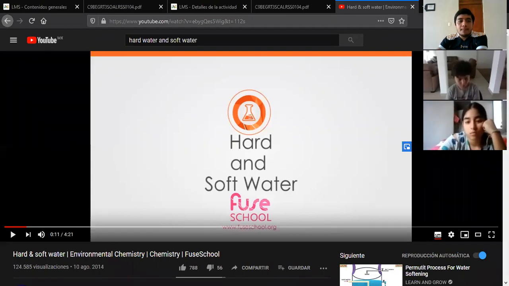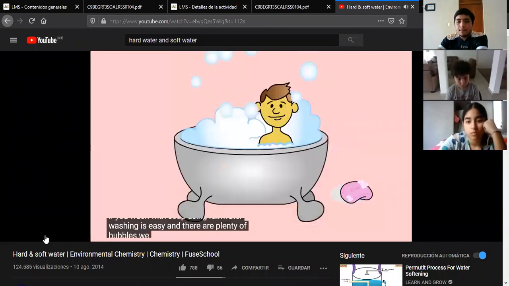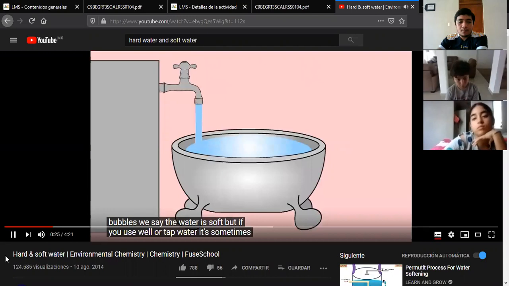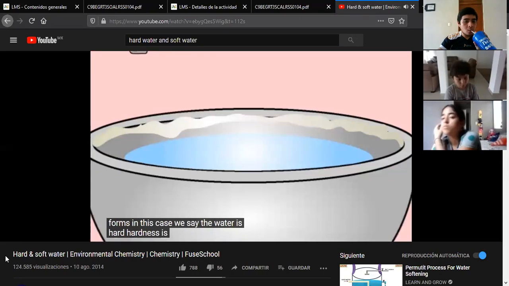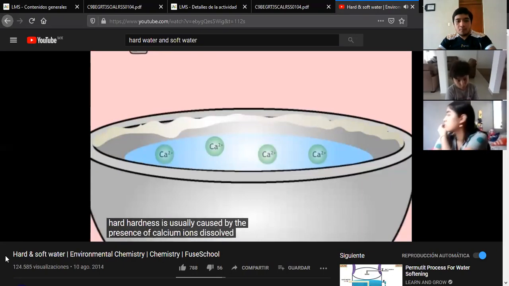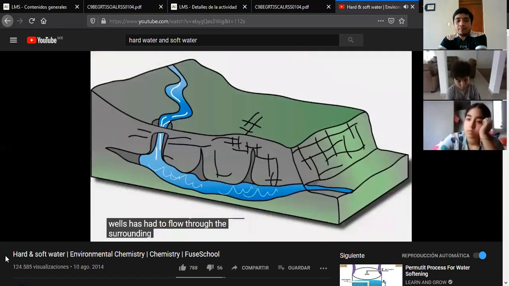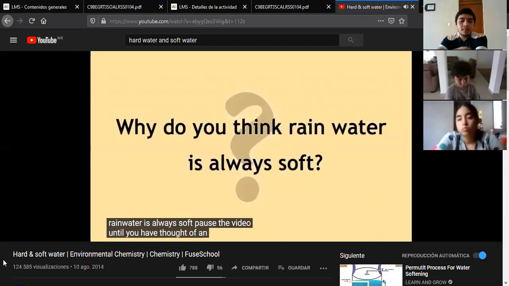If you wash with soap using rainwater, washing is easy and there are plenty of bubbles. We say the water is soft. But if you use well or tap water, it's sometimes difficult to get a lather and a scum forms. In this case, we say the water is hard. Hardness is usually caused by the presence of calcium ions dissolved in the water. Water coming from rivers or wells has had to flow through the surrounding rocks, and if they contain soluble calcium salts, the water will become hard. So here's a question. Why do you think rainwater is always soft? Pause the video until you have thought of an answer.